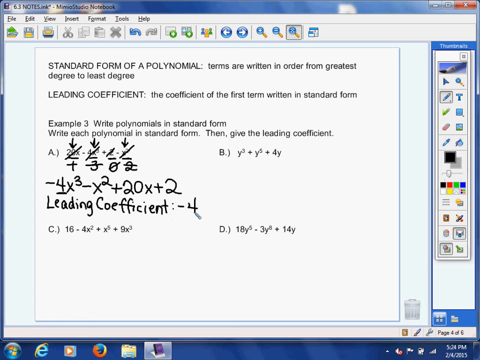And so you'll write the leading coefficient is negative 4. Okay? Let me do another one with you, and then I'll try and take some shortcuts and show you how to do that, okay? Not so much shortcuts as it is less writing, okay?